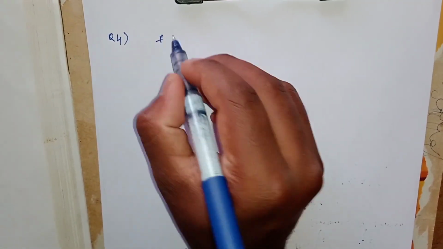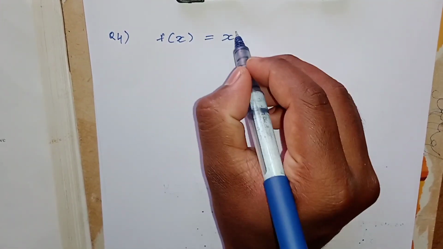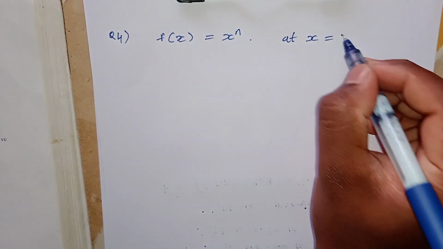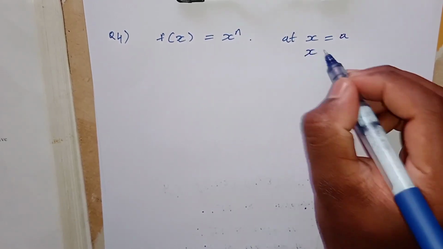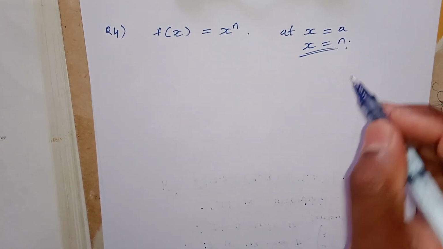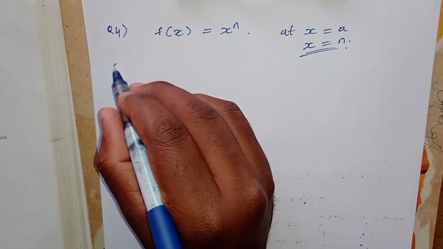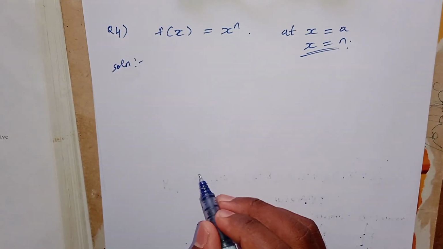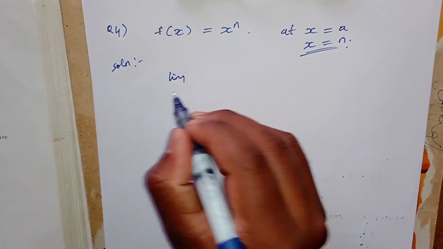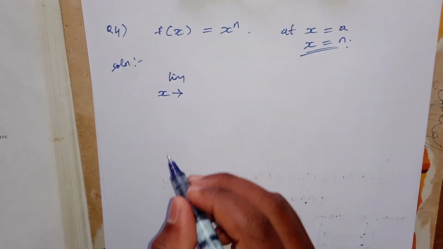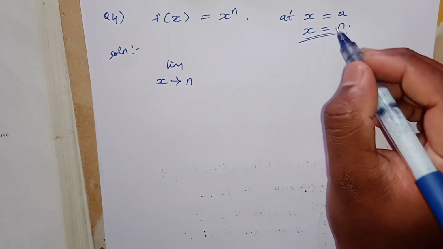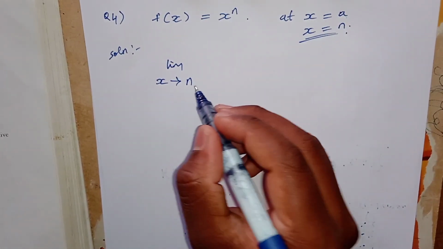f of x is equal to x power n. Okay, here x equal to a is given, what, x equal to n. It is my point. Okay, therefore here, the solution you have to do in general form. Okay, here limit x tends to a. Here my a is nothing but x equal to n, therefore a equal to n.